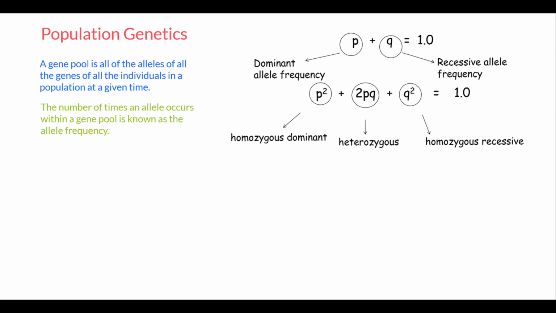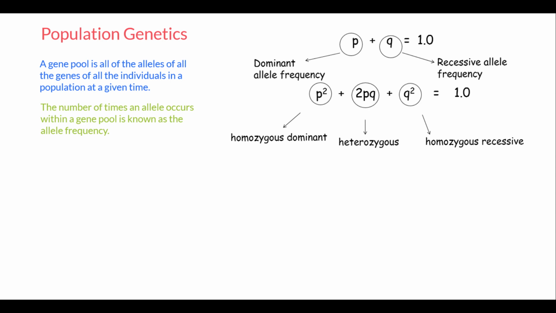Another key definition that you need to know is allele frequency. So this relates to the gene pool, and it's essentially the number of dominant alleles or the number of recessive alleles. So as a definition, the number of times the allele occurs within the gene pool is known as the allele frequency, and we're referring to either the dominant or the recessive.